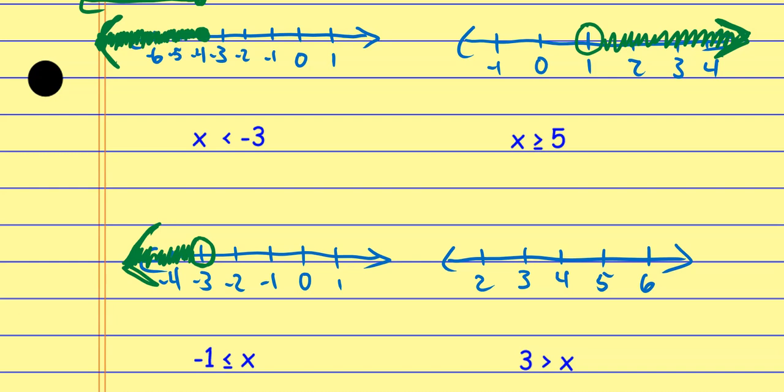This time I've got an equal to, so it's not just an open dot, it's a shaded in dot. I'm going to shade in that point because I can equal the 5. That gets part of the shaded region now. And now I want greater than, so the bigger values. So I shade everything over here. Okay? And again, it's just a visual representation.